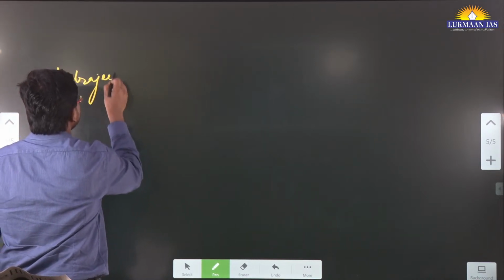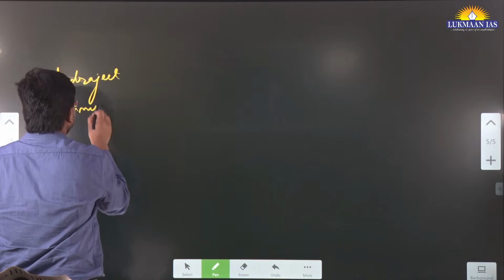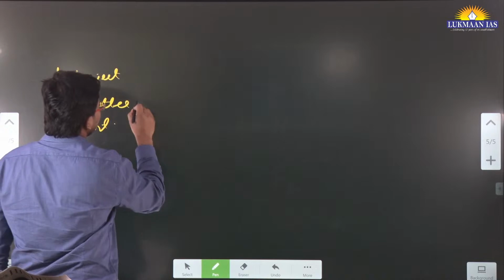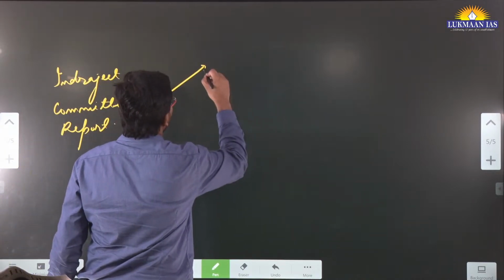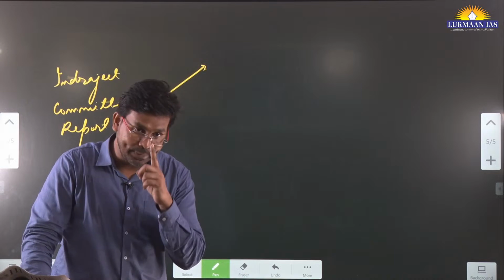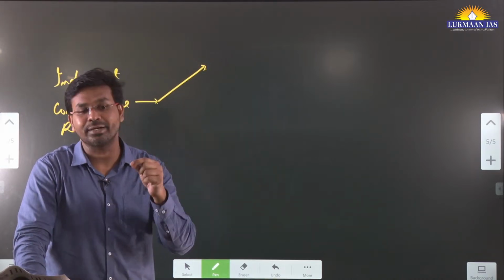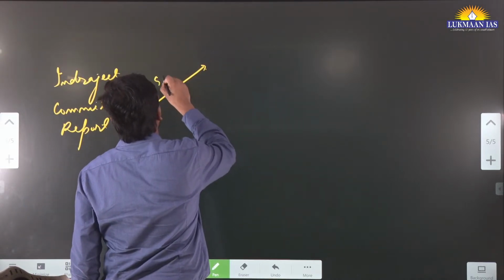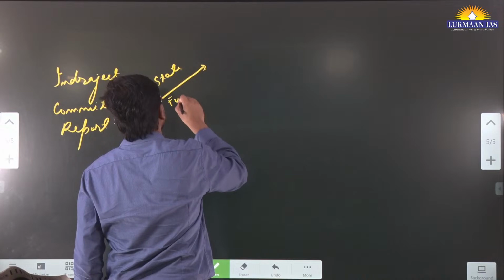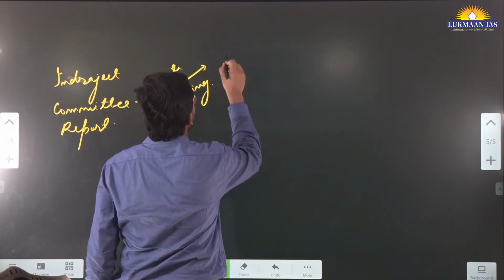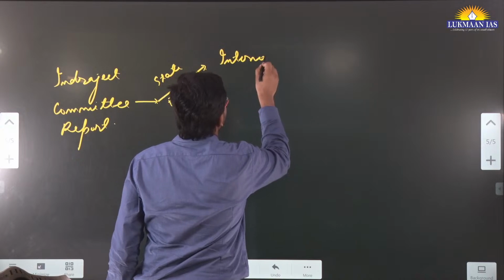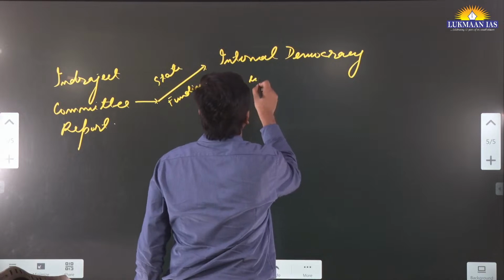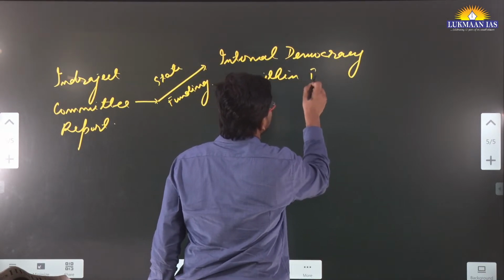This Indrajit Committee report has said some important things. One of them is that state funding of elections should be allowed only when there is internal democracy in the party. So they said state funding can be allowed if there is internal democracy within political parties. What do we mean by this?